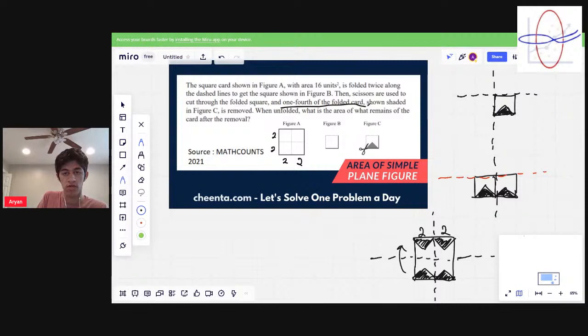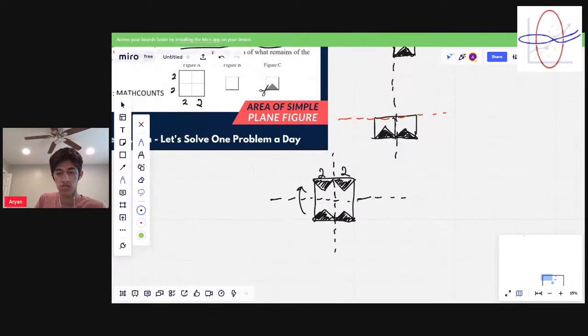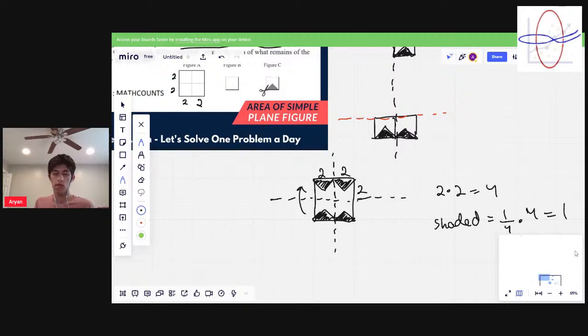1/4 of the folded card is removed, right? What is a folded card? That's figure C. So figure C, which is just one of these squares, has an area of 2 times 2, which is equal to 4. So they tell us that the shaded region is just 1/4 of one of our squares. So 1/4 of 4 is 1. So that means if one of the shaded triangles is 1, then the total area that's cut out is 1 times 4, which is 4.